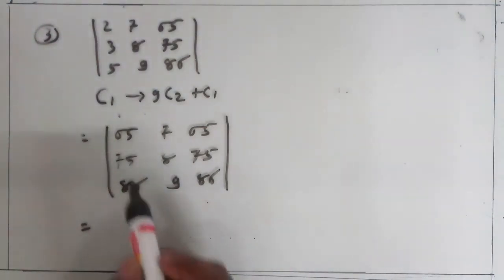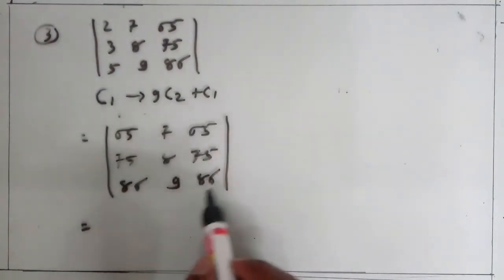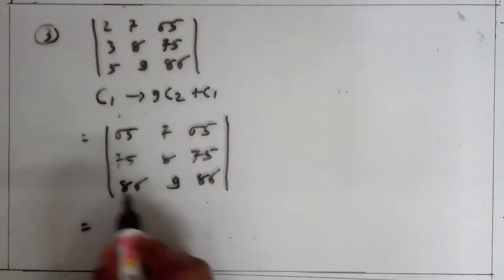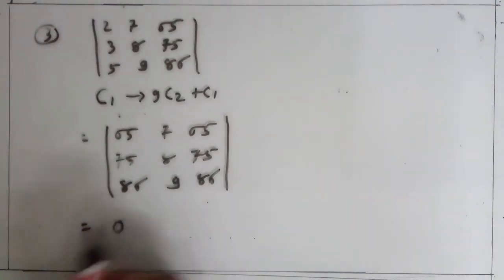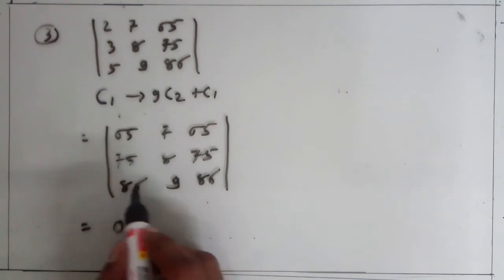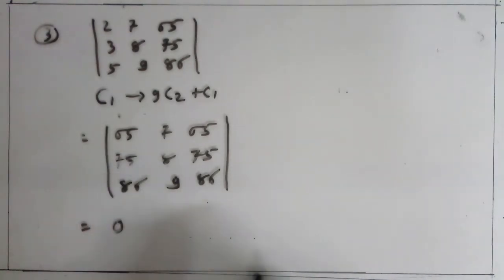Here you look, two columns are the same. So the value of this determinant becomes 0 because C1 equals C3.